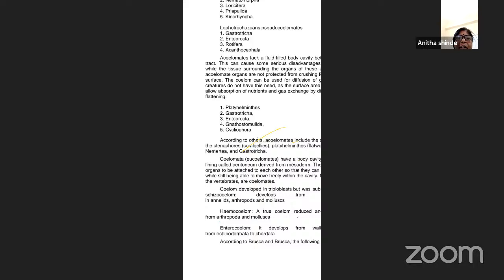Okay. Now, apart from that, this is regarding the coelom: schizocoelom. Just now we have already discussed this. Schizocoelom, you find in annelids, arthropods, and mollusks. Then you have the hemocoelom, a true coelom reduced, and the cavity filled with blood. It is seen in Arthropoda and Mollusca. Enterocoelom is from Echinodermata to Chordata.